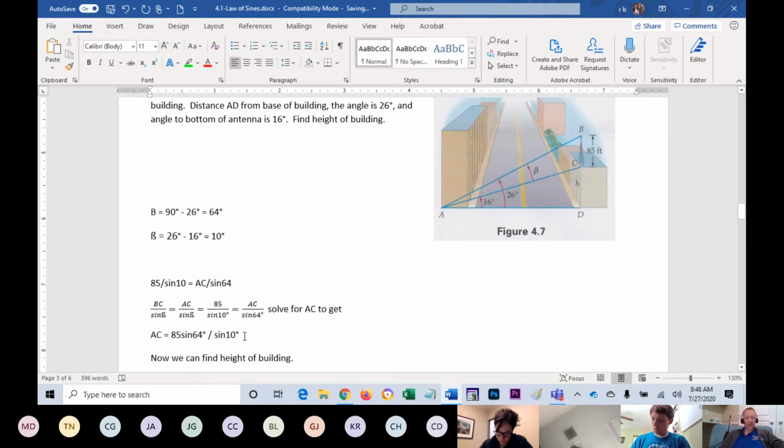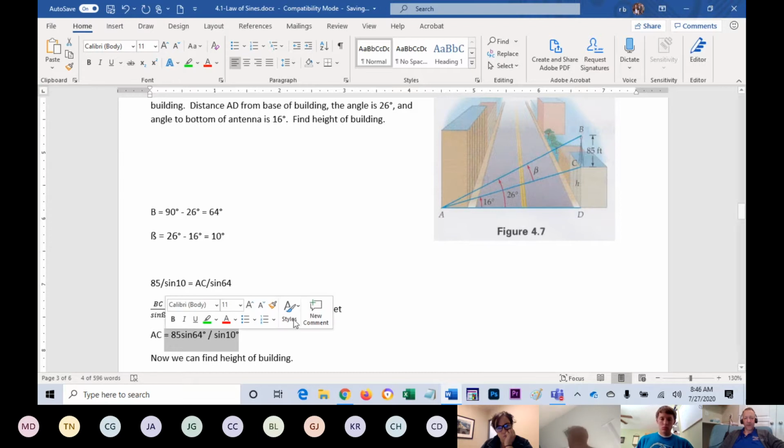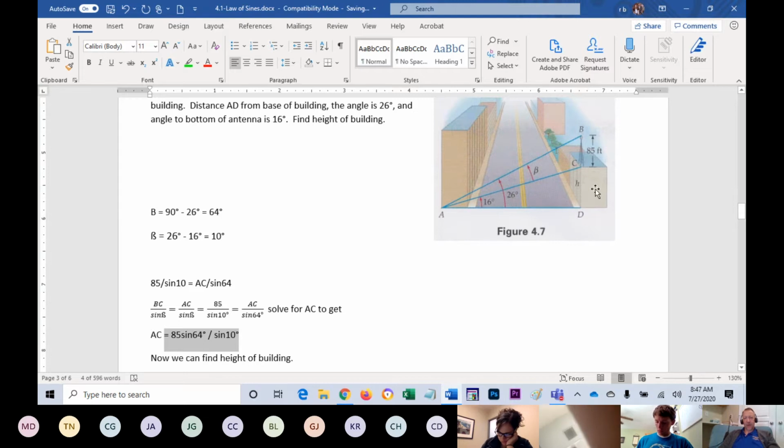The problem is my calculator always does it in radians. That's all right. Okay, so now we just need to find the side H here, right? Basically, we're going to use the law of sines twice on this one. So how do we get H?